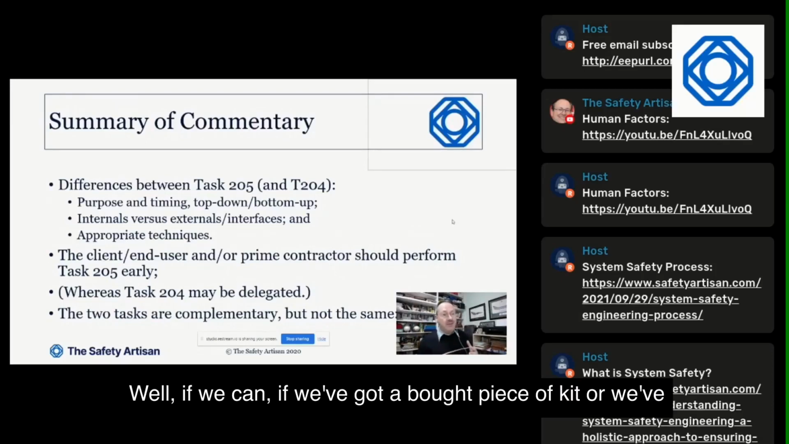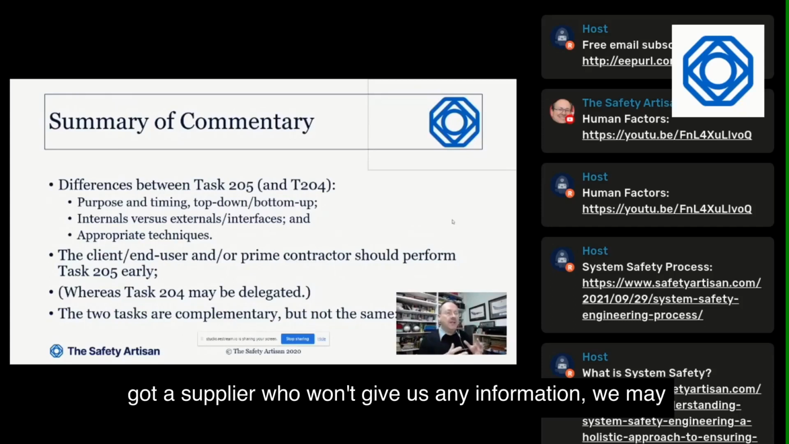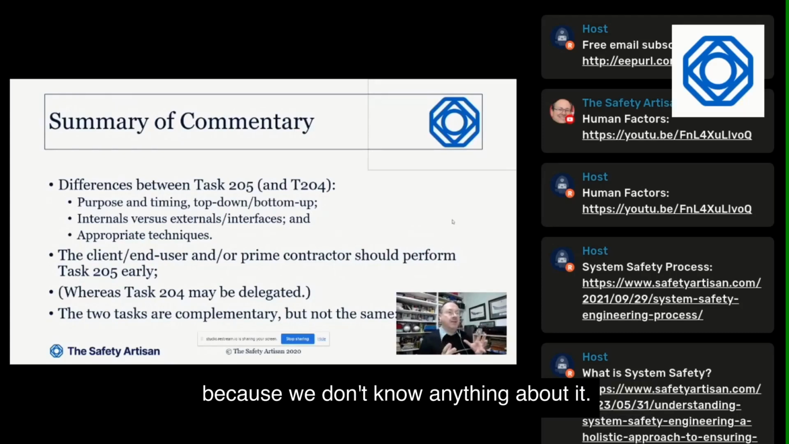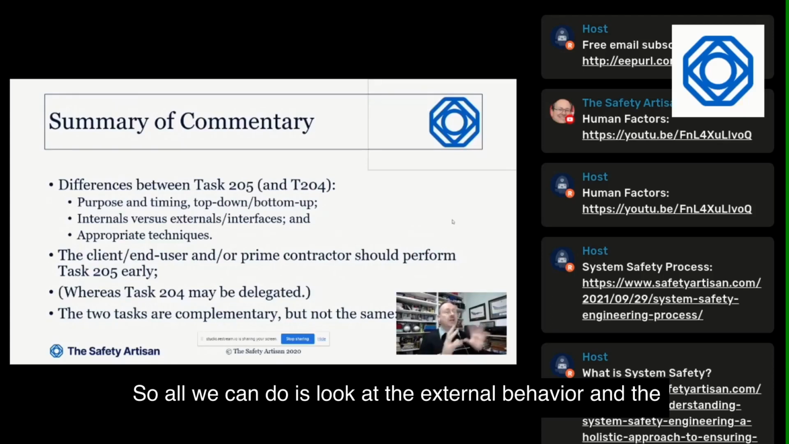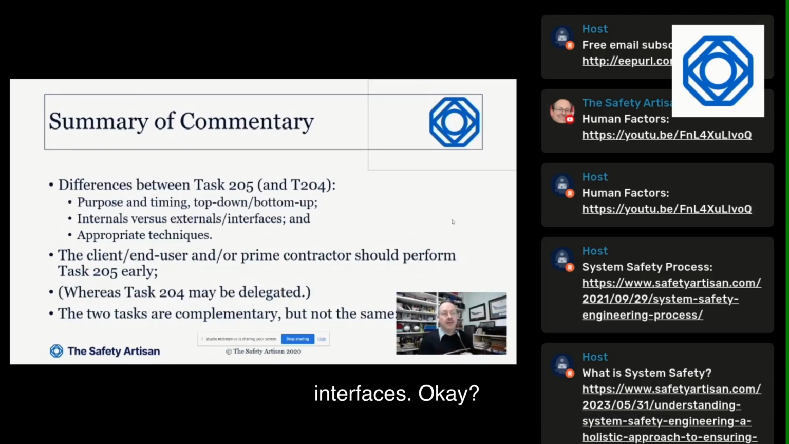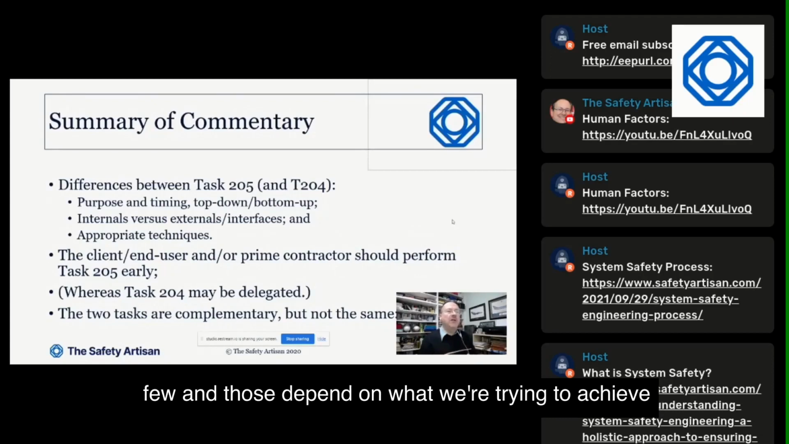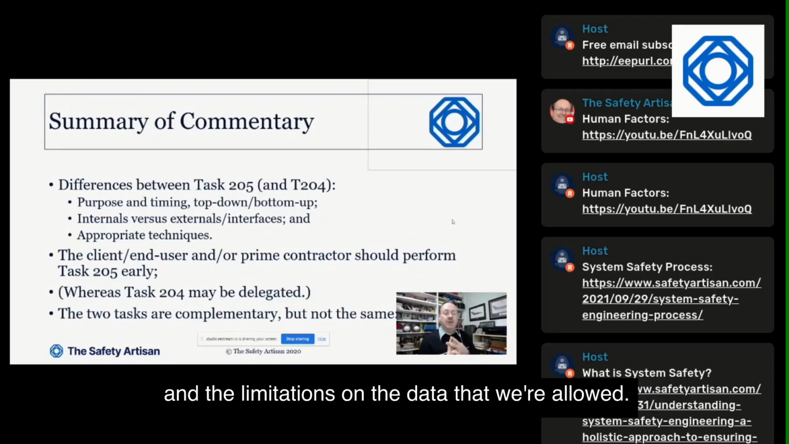Well, if we've got a bought piece of kit or a supplier who won't give us any information, we may in fact have to analyze the subsystem as a black box because we don't know anything about it. So all we can do is look at the external behavior and the interfaces. And which techniques we're going to use, I've mentioned a few, depend on what we're trying to achieve and the limitations on the data that we're allowed.